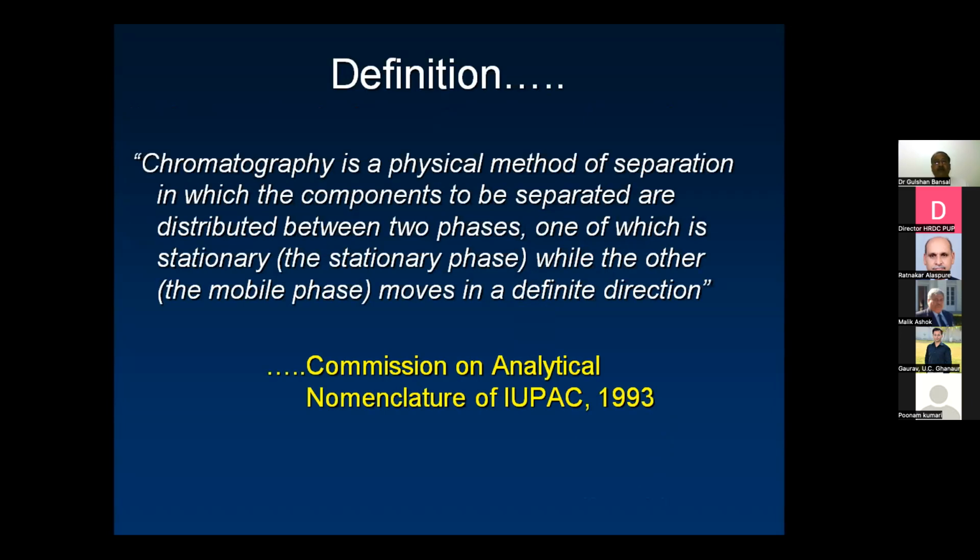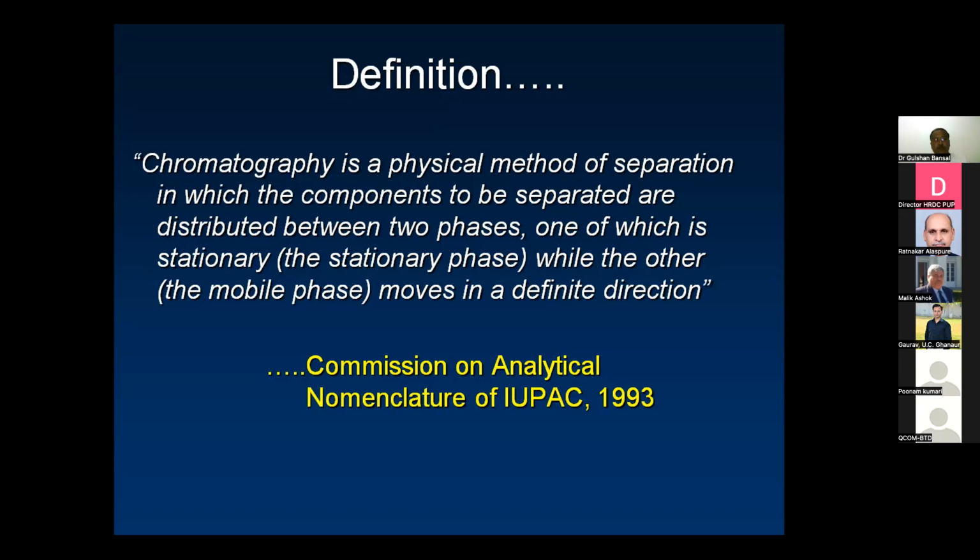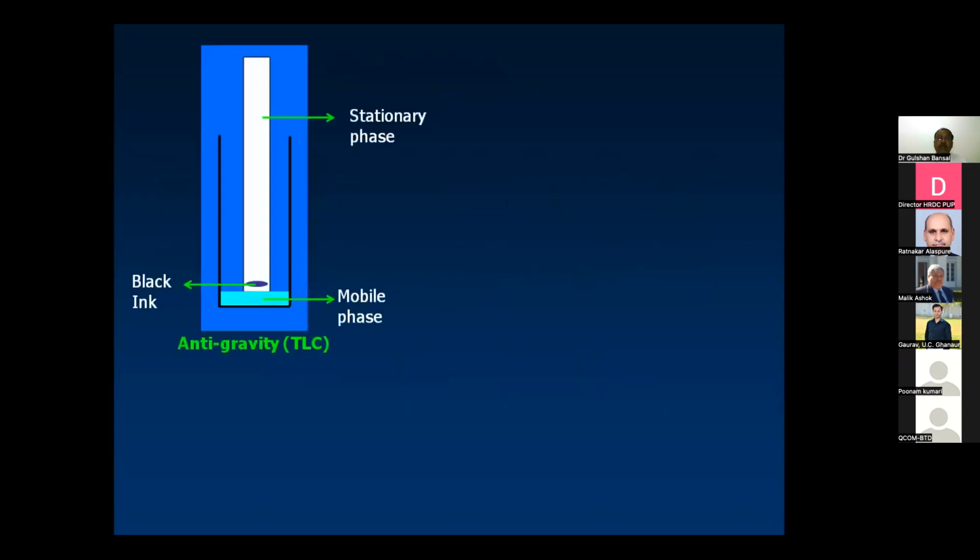It is a physical method of separation in which the components to be separated are distributed between two phases, one of which is a stationary phase and the other is a mobile phase, which moves in a definite direction over the stationary phase. So this is the official definition of chromatography as per the IUPAC.